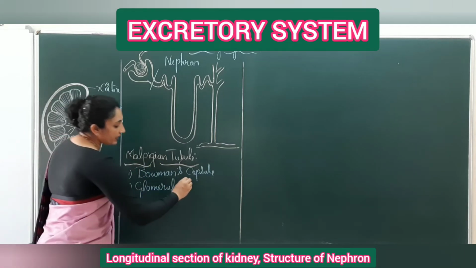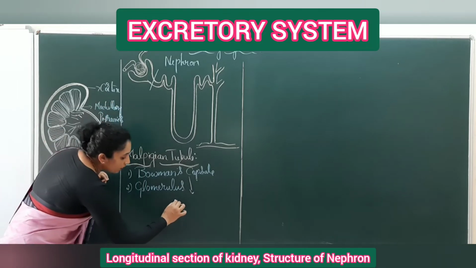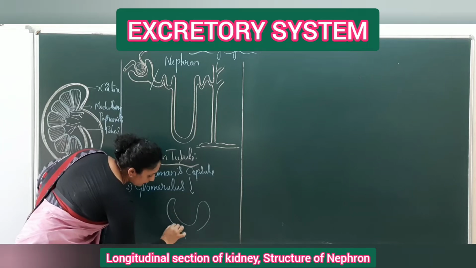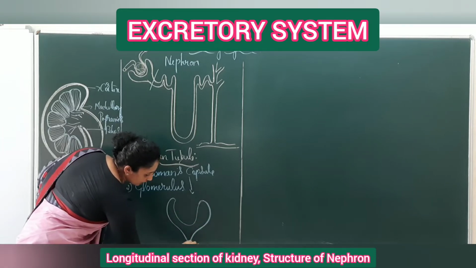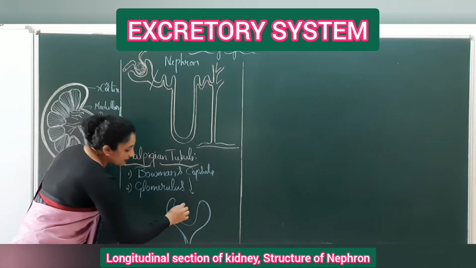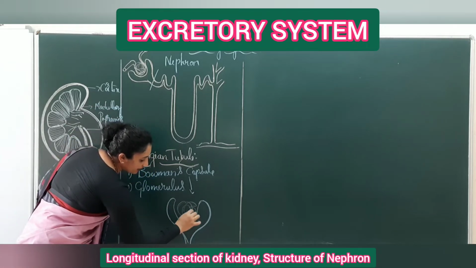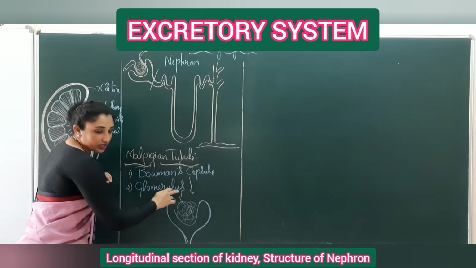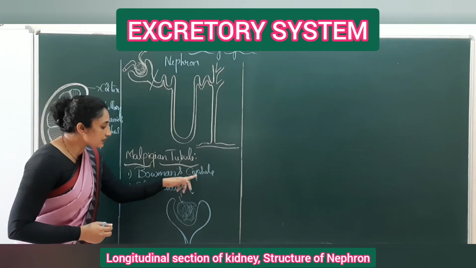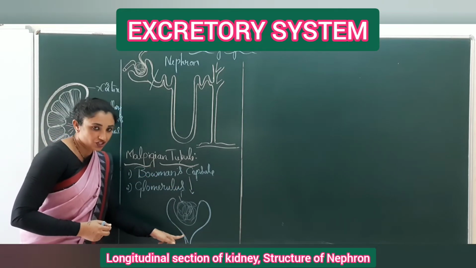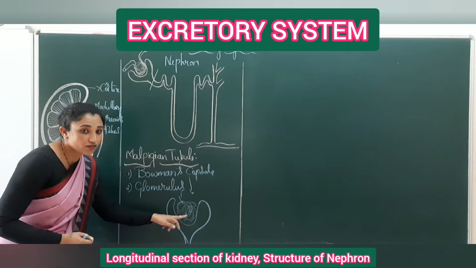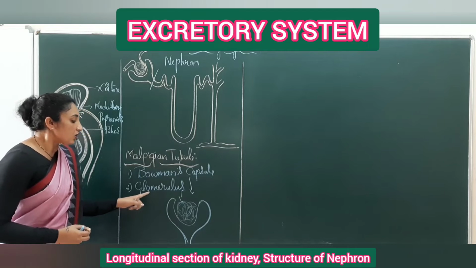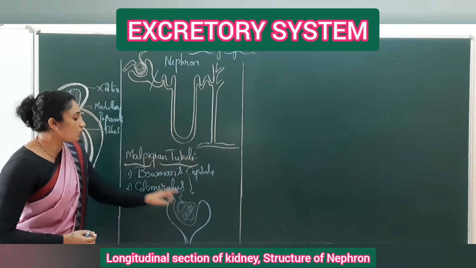Now let us see what is Bowman's capsule. Bowman's capsule is a cup-shaped structure which consists of a knot of capillaries called glomerulus. I repeat, Bowman's capsule is the cup-shaped structure which consists of a knot of capillaries, and that knot of capillaries is known as glomerulus.